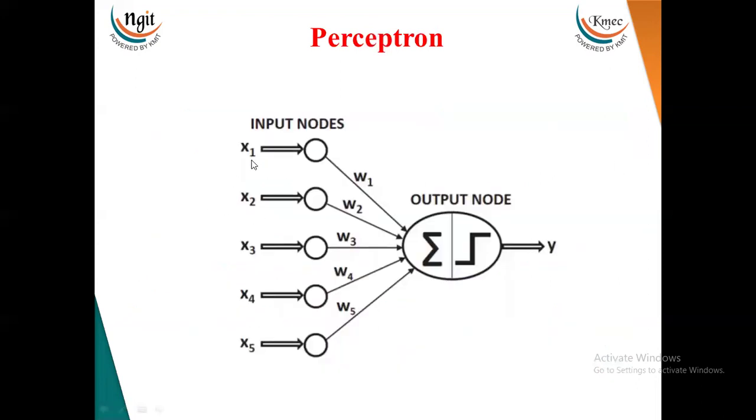So if I take the perceptron example here, I have all the inputs. These are x1, x2, and so on up to x5.